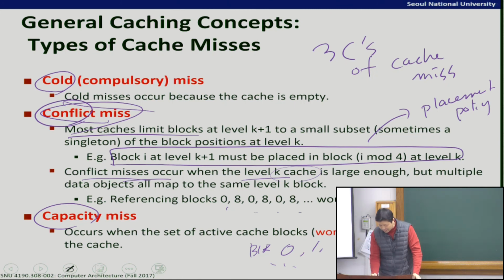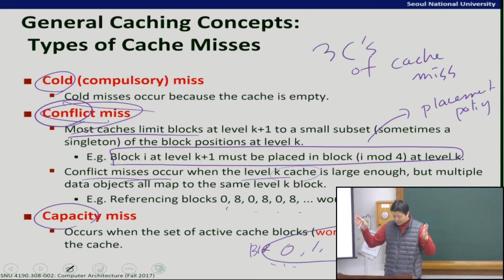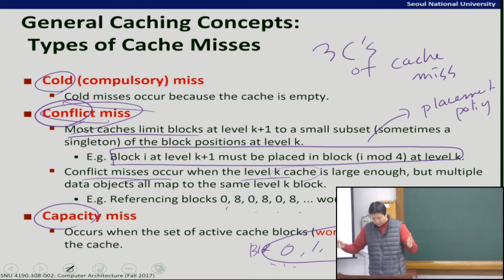Then this is your working set, the set of memory locations you're accessing. But it doesn't fit in your cache, right? This is called a capacity miss, because the set of active cache blocks you are accessing is larger than the cache. In this case, it is 2x larger than the cache. So you cannot fit the entire data set into the cache, and that causes capacity misses.